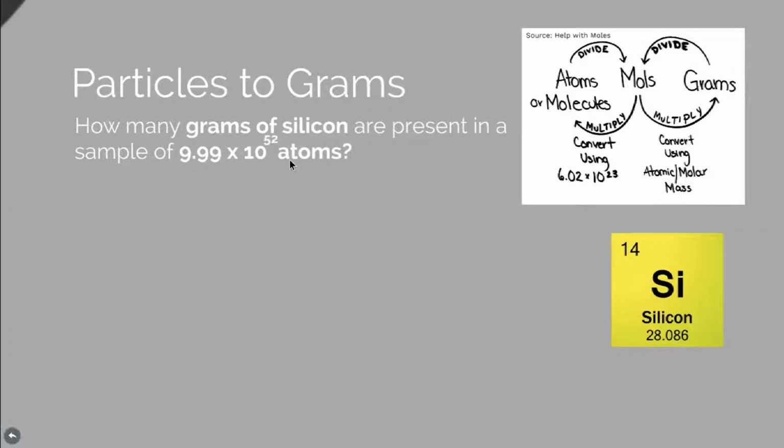It's our starting unit, and we want to get it to grams all the way to the end. So if we just follow atoms to moles, and then we can go from moles to grams. So let's go ahead and see that in action, and set up the conversion tables to go with it.